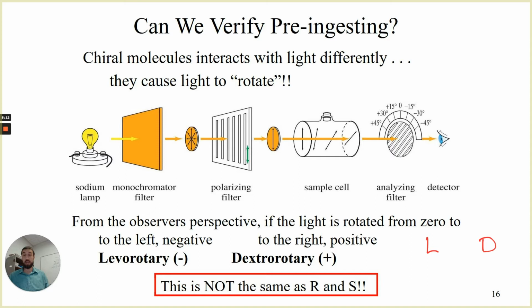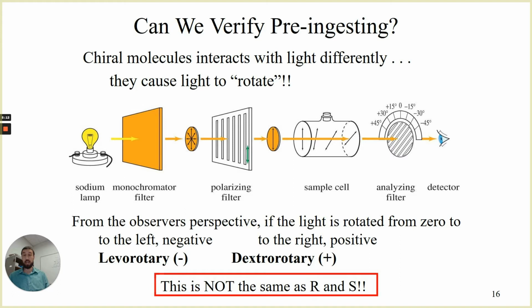No. Capital L and capital D are a biochemistry way of analyzing carbohydrate molecules, based off of the structure, not experimentally. Okay, so capital L, capital D, is also way different than levorotatory, dextrorotatory, negative, positive, R and S. All different systems for all different purposes.